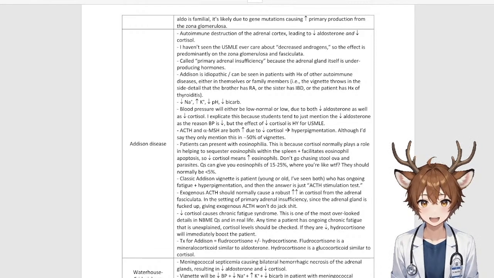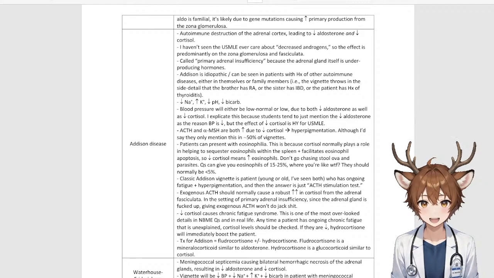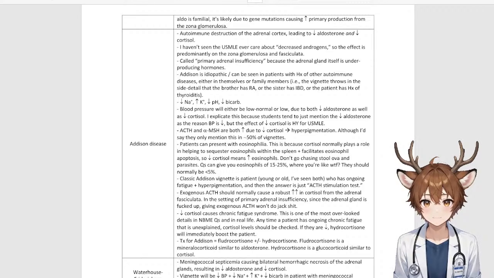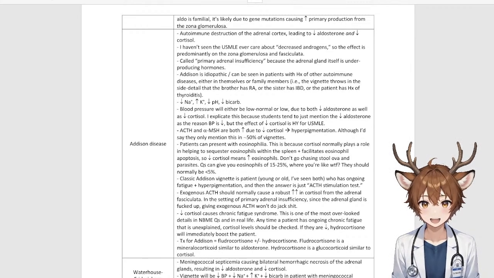ACTH and alpha MSH are both elevated due to the low cortisol, leading to hyperpigmentation, although I would say that this is mentioned in only 50% of vignettes, which is surprising because it's a pretty telltale sign, but it's probably part of the reason why, because it would be too easy for you to figure out.